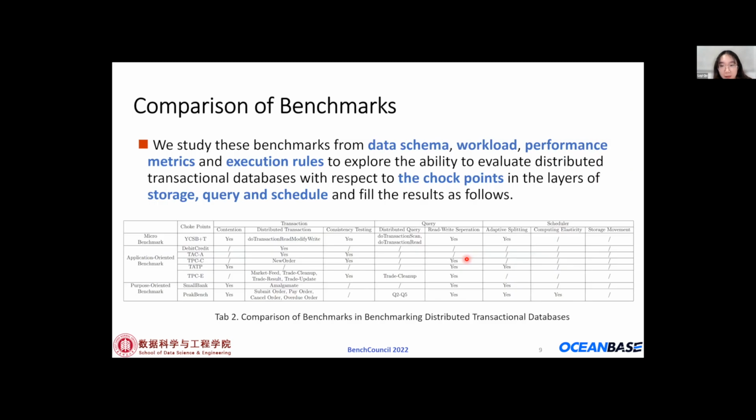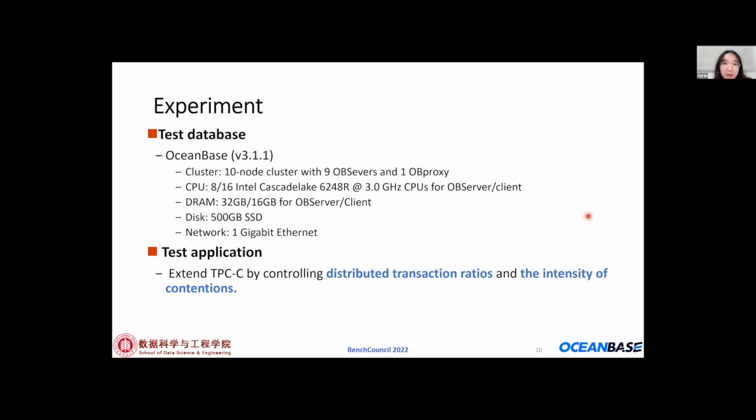Here, we summarize supporting capabilities of these benchmarks with respect to the choke points in the layers of transaction, query, and schedule, and the details can be found in our paper. In the experiments, we explore the performance under different distributed transaction ratios and contentions, which attract the most effort in transactional database design, by extending TPC-C.